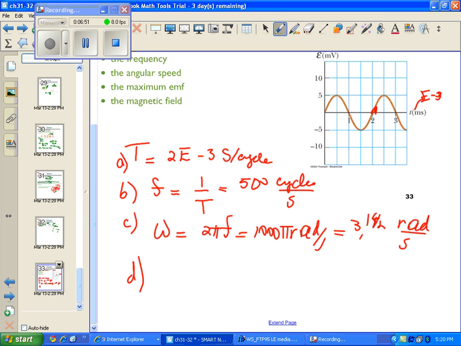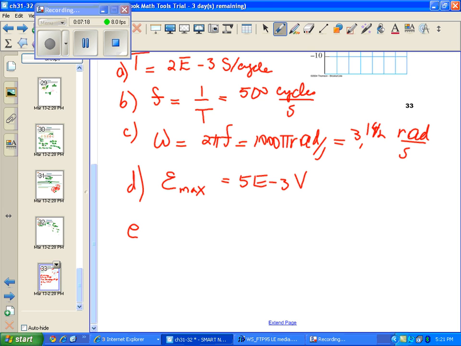In part D, we're asked to determine the maximum EMF, and the way we determine that is by looking at the graph right here. See the amplitude? The magnitude of the amplitude is 5 millivolts, so the maximum EMF, which is the amplitude, is 5e to the minus 3 volts. And then lastly, we're asked to determine the magnetic field of this generator.